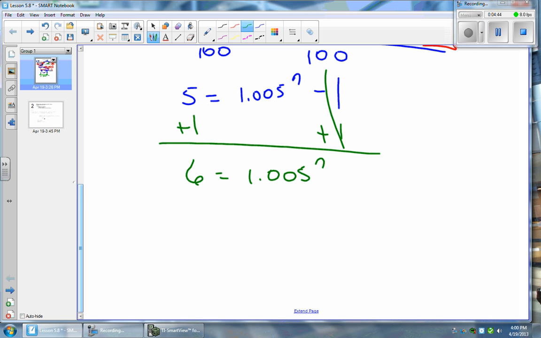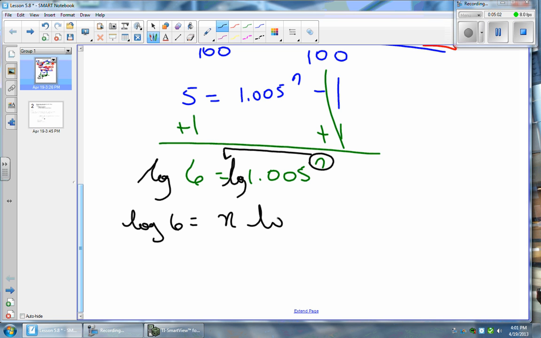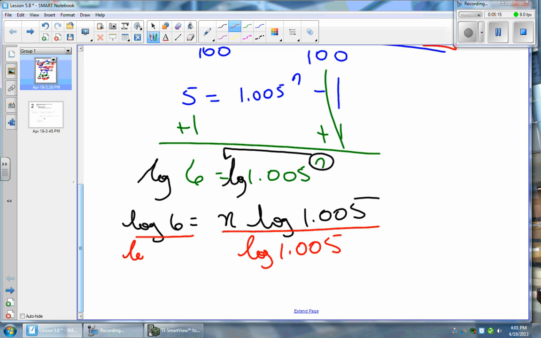Well, actually, it's not that bad because now you know logs. All you have to do is log this side and log that side. And remember, the log laws tell you that you can take this exponent and move it here. So now you have log of 6 equals n log of 1.005, and check it out. All you have to do now is divide both sides by log of 1.005. That cancels with this, leaving you n.